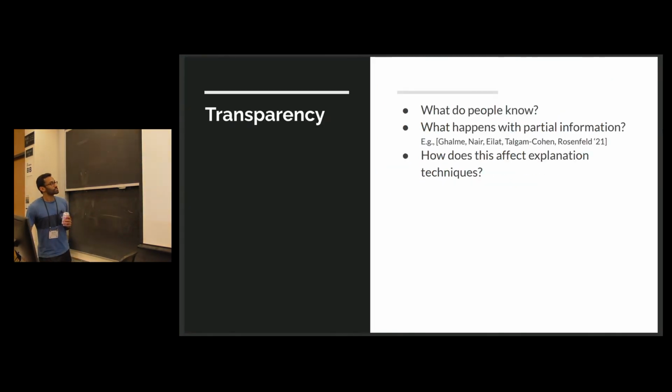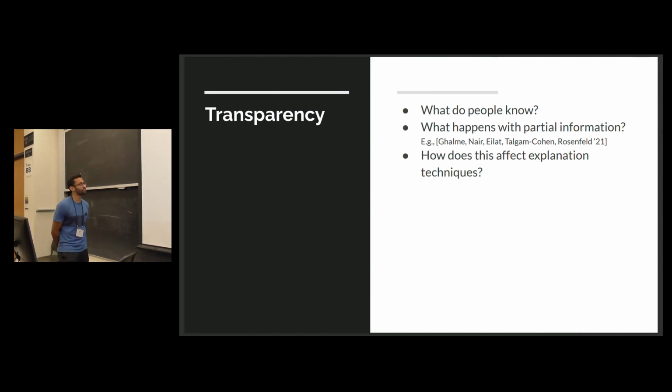So let's talk a little bit about transparency. Right, there's a basic question about what agents know. What are they supposed to know? And what happens when they don't know everything, right? And so there's work on what happens with partial information, right? What happens when agents don't have full information about the classifier that's being used.